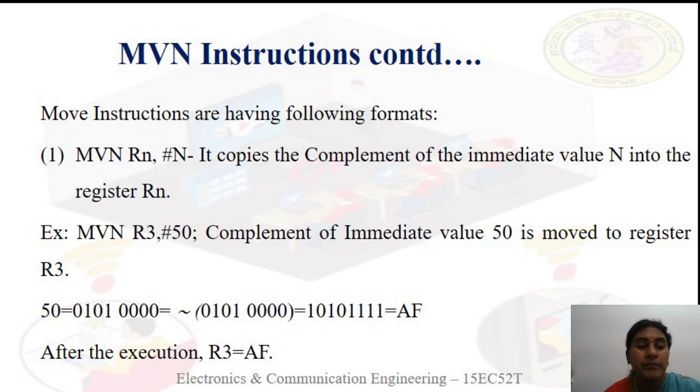Consider here MVN R3, #50. It means first you have to take the value 50. 50 means 0101 0000. The move instruction directly moves that content to R3. But here you are doing MVN. MVN means you have to take that value and negate it. After the negation, you will get 1010 1111, that is AF. After the execution of this instruction, the answer will be AF. That AF will be moved to the destination register R3. This is move negative.